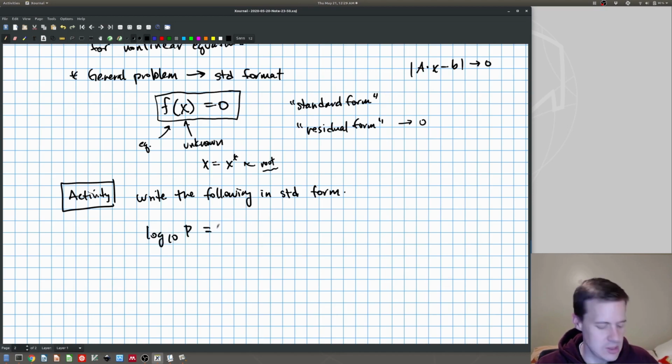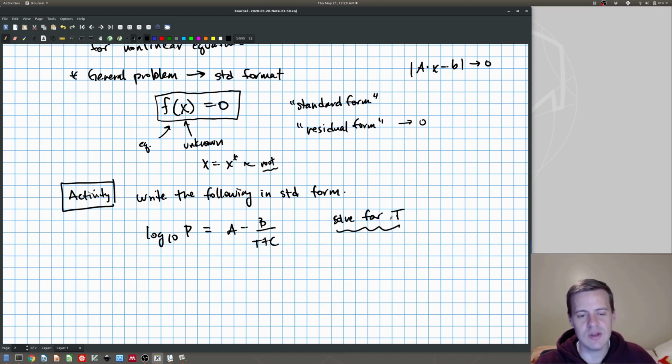Log 10 of p is equal to a minus b over t plus c, where I want to solve for t. So suppose I was given the other quantities, given p, a, b, and c, and I wanted to solve for t. What's the standard form going to be? I want you to pause the video for just a second, get out a piece of paper, jot it down, and figure out what the standard form is going to be.